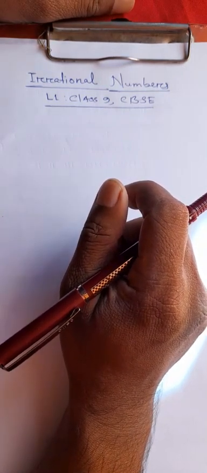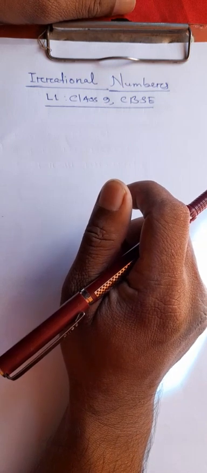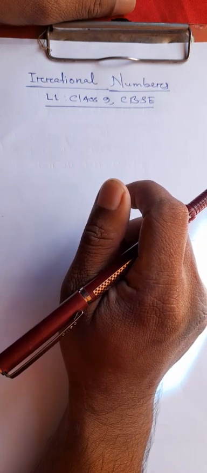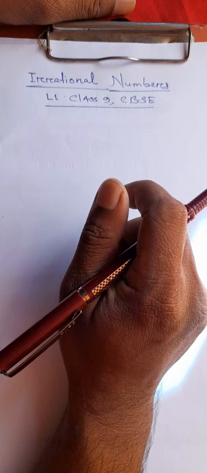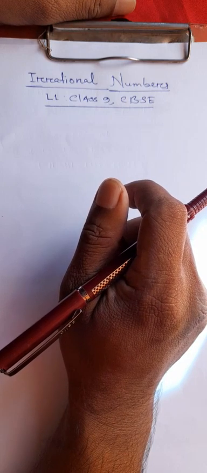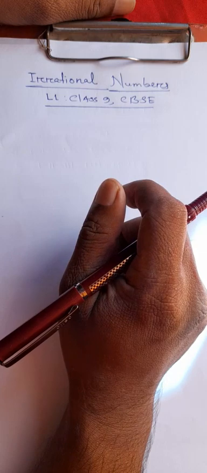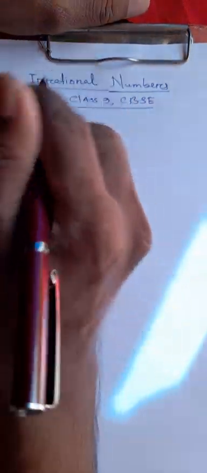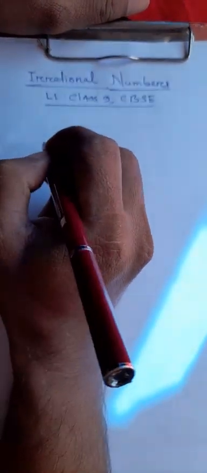Here we will discuss irrational numbers. When we say irrational, that means something which is not rational. A number which is not rational will be called an irrational number. Now what is a rational number? This we have discussed earlier.